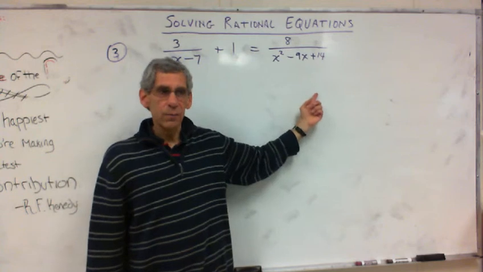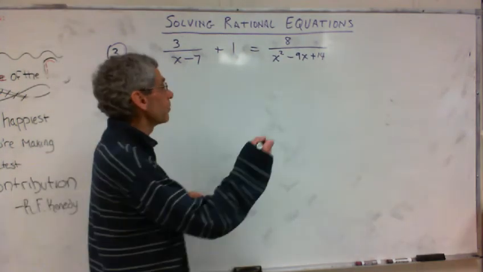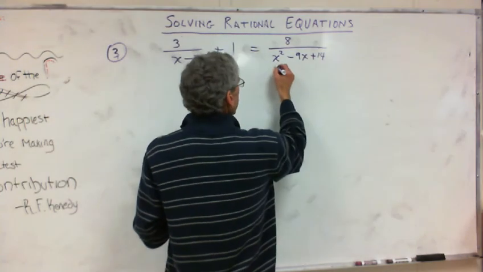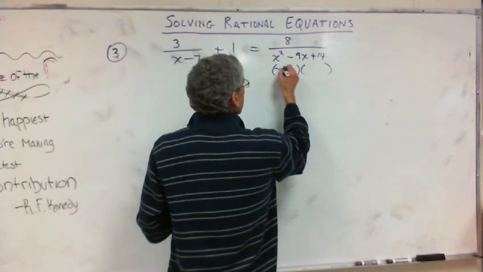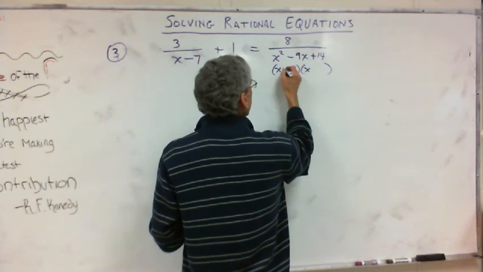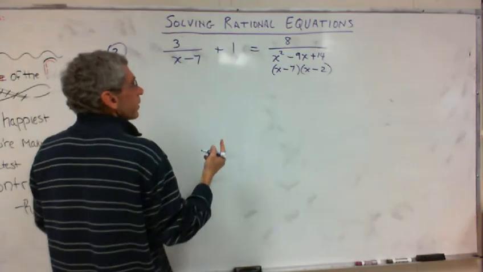But in order to do this one, what would I have to do with this? I'd have to factor it because hopefully one of the factors is x minus 7. It might not be, but it might be. Minus 7 and minus 2. So I'm going to just do it right under here. We've got x and x, and minus 7 and minus 2. That works. So you want us to factor out the denominator.